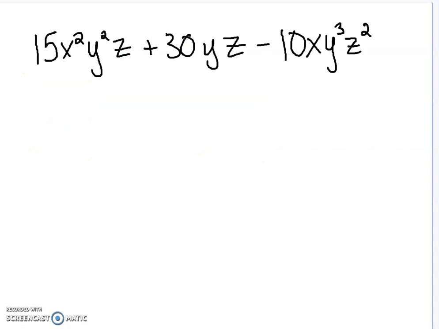In this example here, we're just getting a little more complex, adding a third term. So again, let's look at the numbers. We have 15, 30, and negative 10. So the greatest common factor between those three would be a 5.